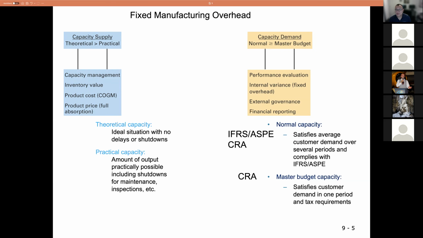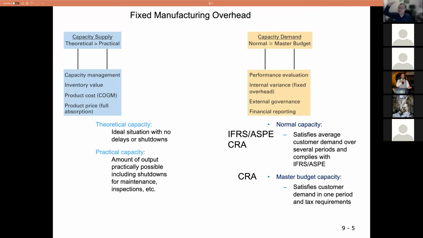Keep it running. That would be an ideal situation with no delays, no shutdowns. Even Christmas, I will run it 365 days a year, even on different holidays, I will still keep it going. So in an ideal situation, I can keep it running 24 hours, 7 days a week, and 53 weeks a year. So that would be a theoretical capacity.